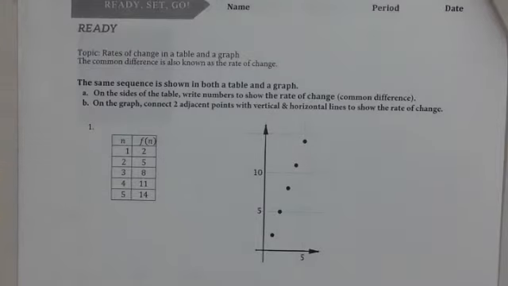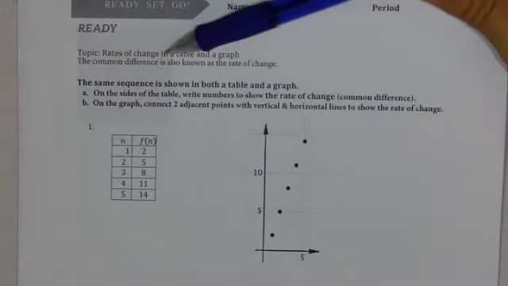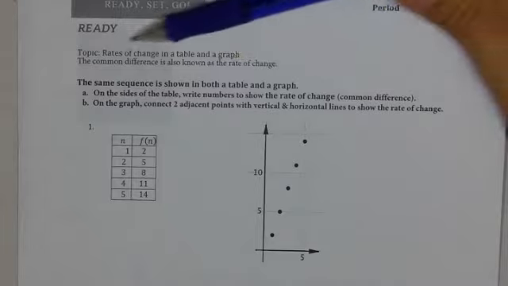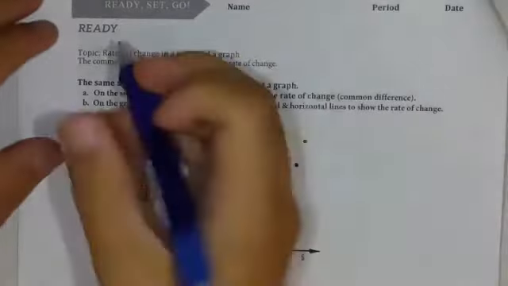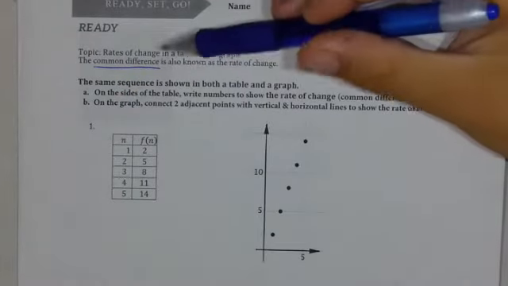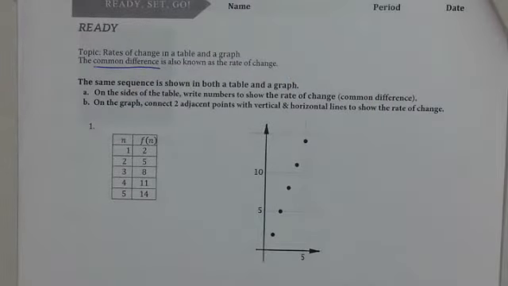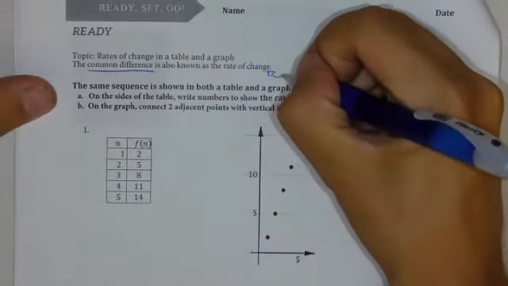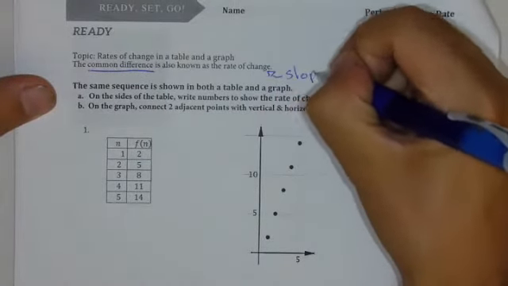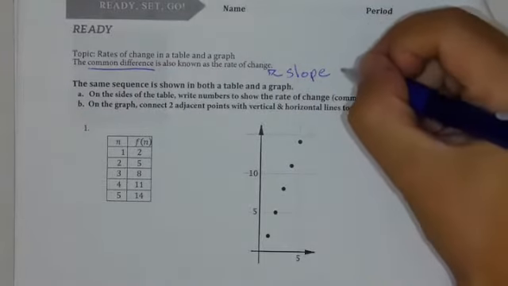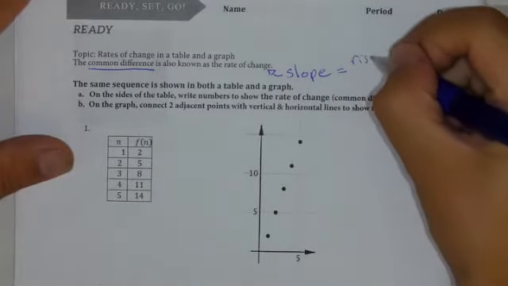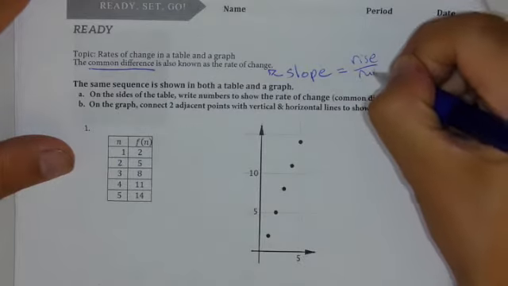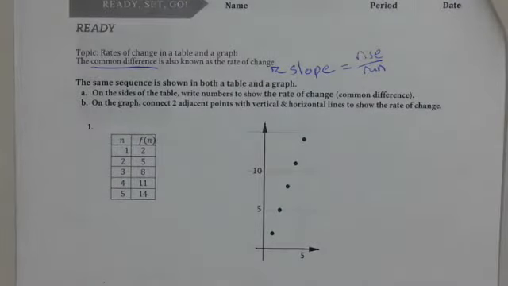What are the topics for these first set of problems? Dealing with rates of change in a table or a graph and common difference. Ooh, I've heard that word before. And making a note that the common difference is also known as the rate of change, and also what some people refer to as slope, where you might have also heard of this as rise over run. And there's an equation that goes with it too. And maybe we'll dive into that, we'll see.